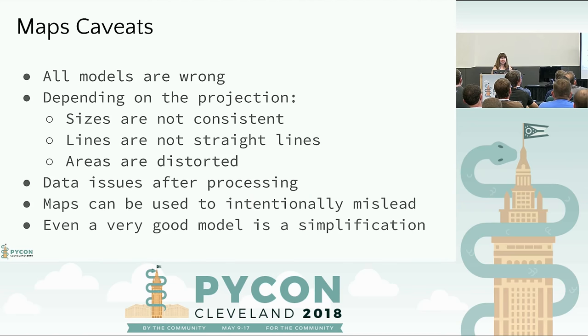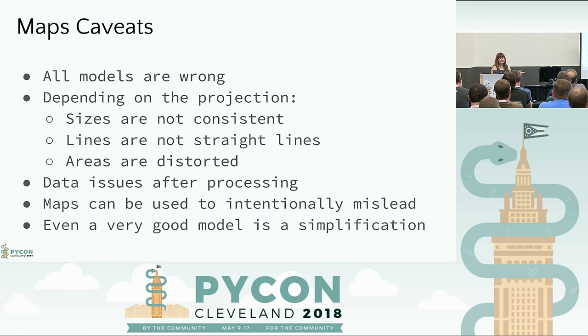Okay, so now you know all about GIS, all the good stuff. There's a few caveats, just things to think about. Maps are models, and all models are wrong because you can't incorporate the complexity of the real world into any kind of model. So everything's going to have some kind of distortion. Depending on the projection you use, the sizes of what you're seeing might not be consistent. Lines that you draw on your map might not actually be straight lines in the real world. Areas might be distorted. You also might have some data issues.